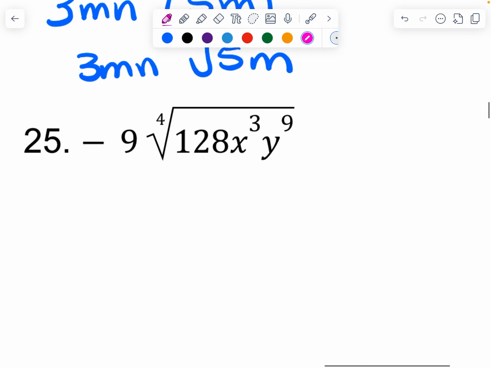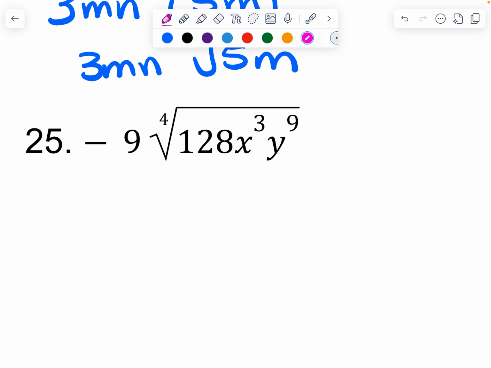Okay, and one more. So I have negative 9 on the outside. We're trying to find the 4th root, so 2 to the 4th is 16. So 128 divided by 16 will get me 8.